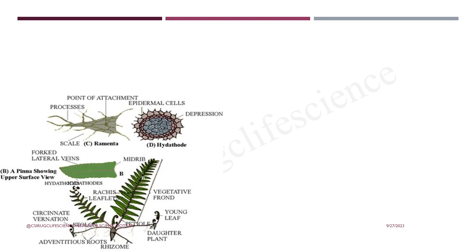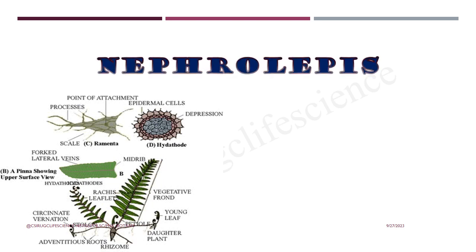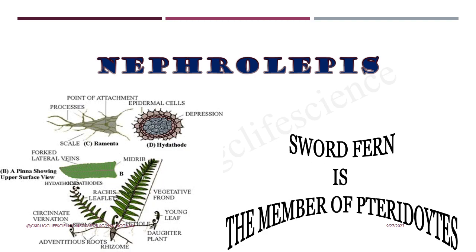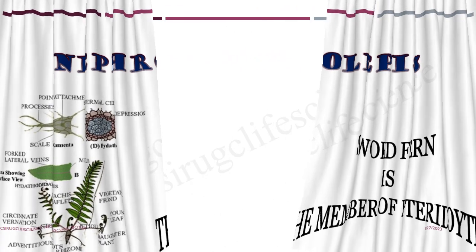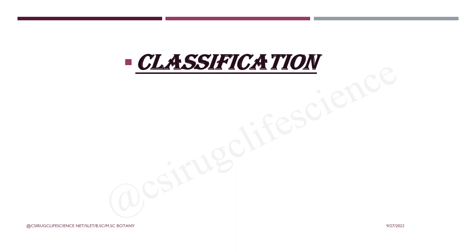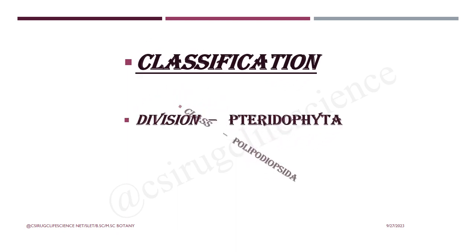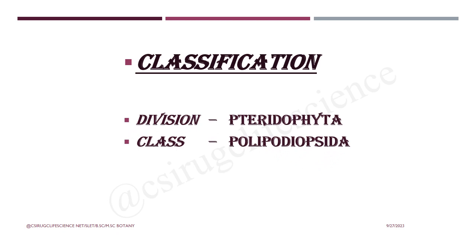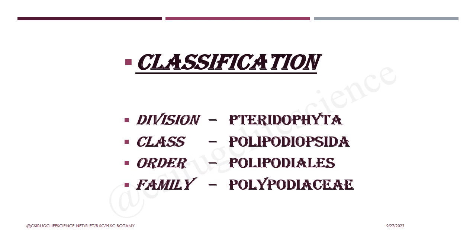Hello everyone. This presentation is about Nephrolepis. Nephrolepis is also called sword fern. And Nephrolepis is a member of pteridophytes. So first we see classification: division Pteridophyta, class Polypodiopsida, order Polypodiales, family Polypodiaceae, and genus Nephrolepis.